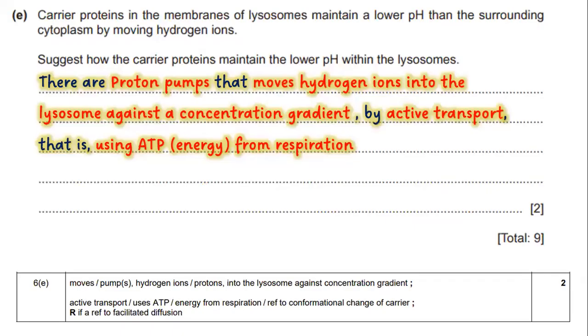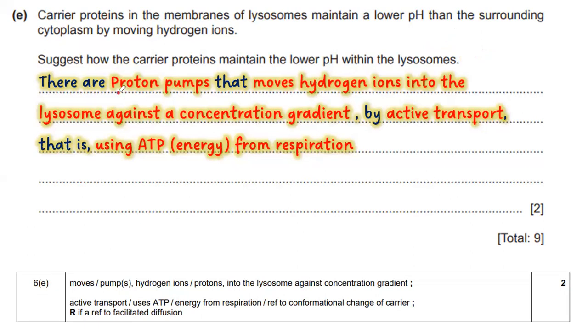I suppose it is the same question, different parts. Carrier proteins in the membranes of lysosomes. So it's talking about these sort of proteins that are embedded in the membrane of lysosomes. They maintain a lower pH than the surrounding cytoplasm by moving hydrogen ions. Now, suggest how the carrier proteins maintain the lower pH within the lysosome. Because remember, it needs an acidic environment to contain all those hydrolytic enzymes.